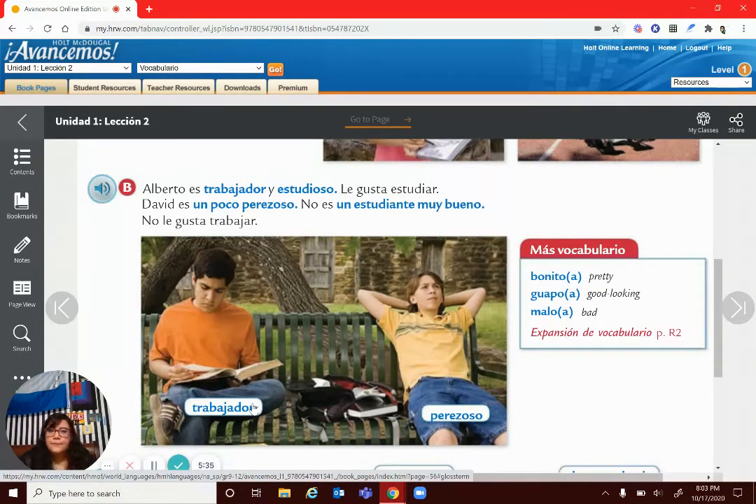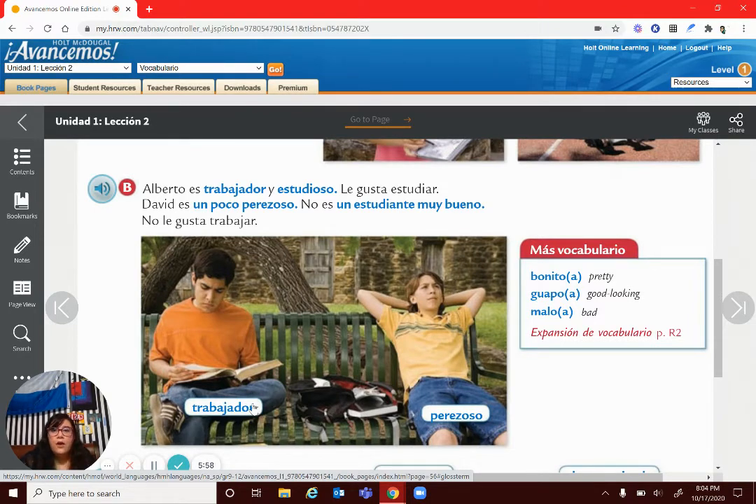He likes to study. David es un poco, he's a little perezoso. Perezoso means lazy. You can kind of see him hanging out on the bench instead. No es, so he's not. No es un estudiante muy bueno. He's not a student who's really good. So he's not a really good student. He's a little too lazy for that. No le gusta trabajar. He does not like to work.